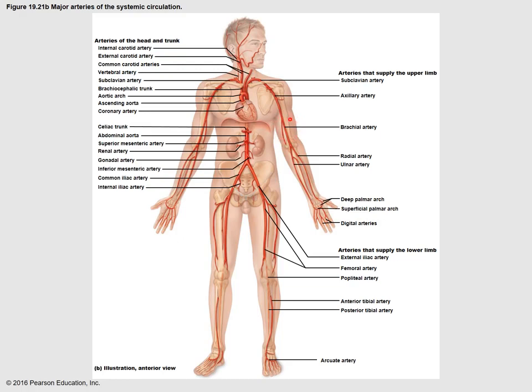So it would make sense that if you're looking for the brachial artery, it will be in this region right here. Don't look for it in the leg. Axillary, that's the armpit. So this will be in this region right here by the armpit.